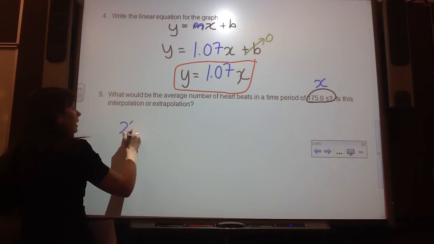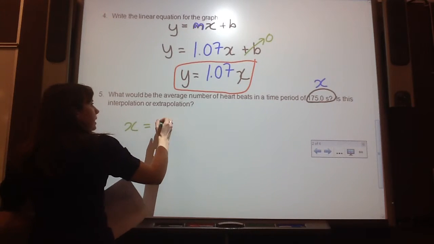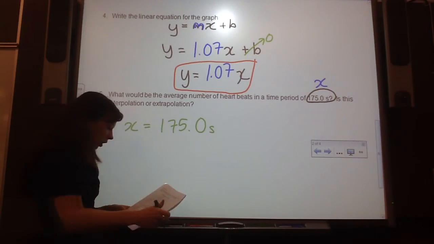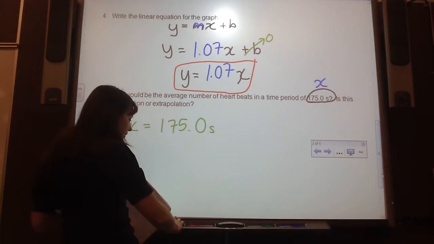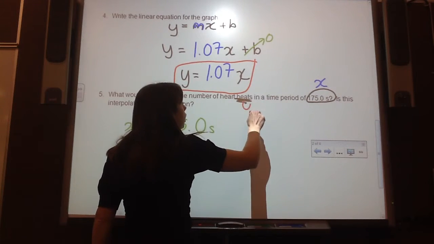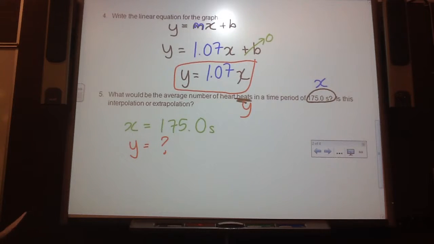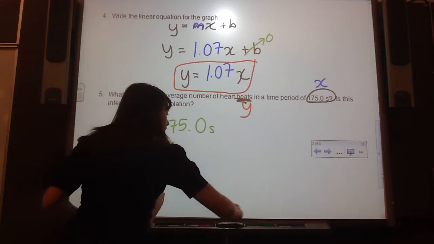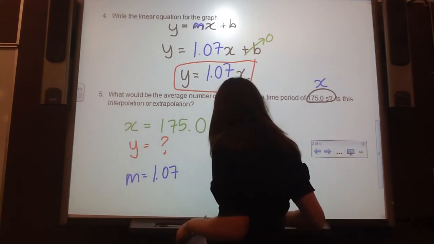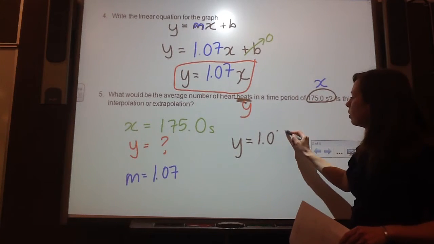So we are told a new variable. We are told that x, actually I'm going to use green instead here, we are told that x is equal to 175.0 seconds. If I'm trying to figure out beats, that is my y. So I'm trying to find y. That's my question. And I know my m, because I found that out already. So m is equal to 1.07. So now I get to just put this into my formula. y is equal to 1.07x.